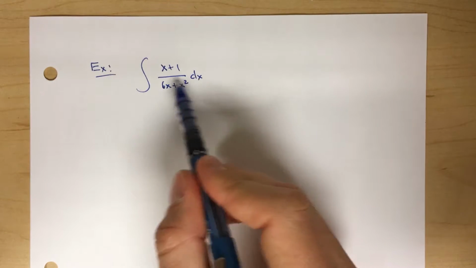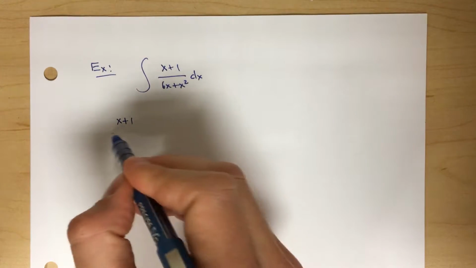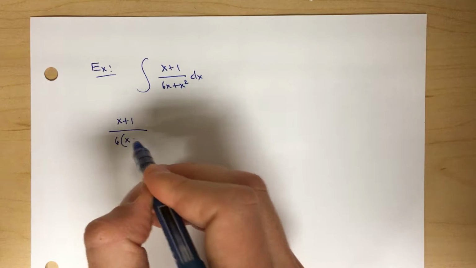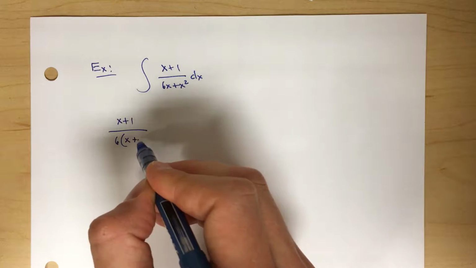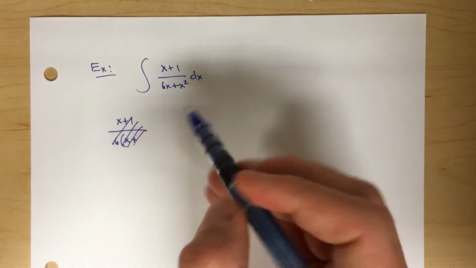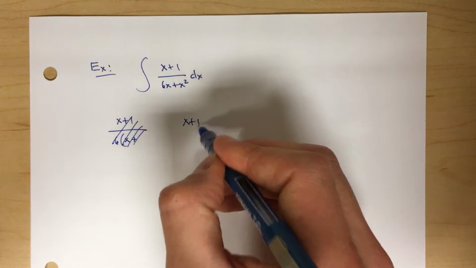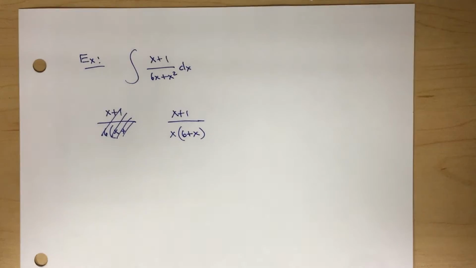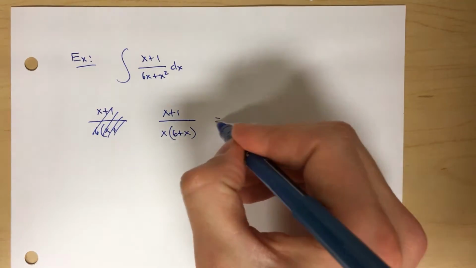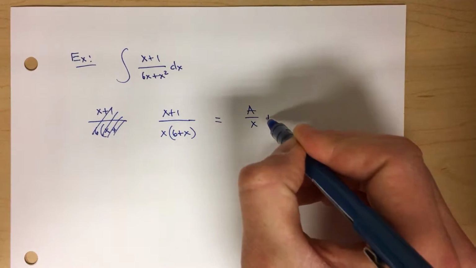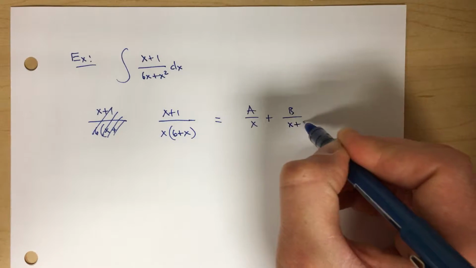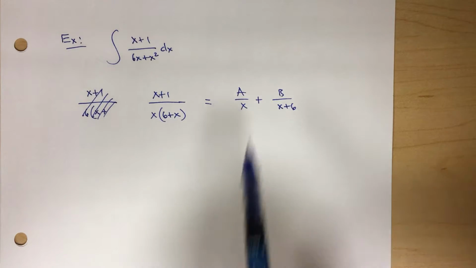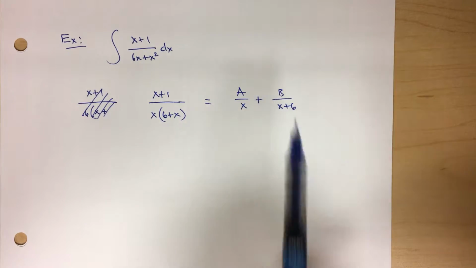So first thing we'd want to do is say, x plus 1 divided by... what am I doing? This doesn't make any sense, right? It's x plus 1 divided by x times (6 plus x), right? That's factoring my denominator. I want it to be equal to a over x plus b over x plus 6. So I'm basically breaking it up, partial fraction decomposition, because I know how to anti-differentiate these two.